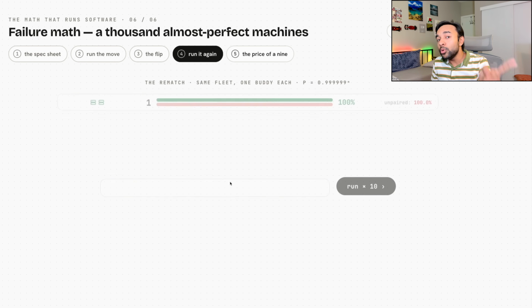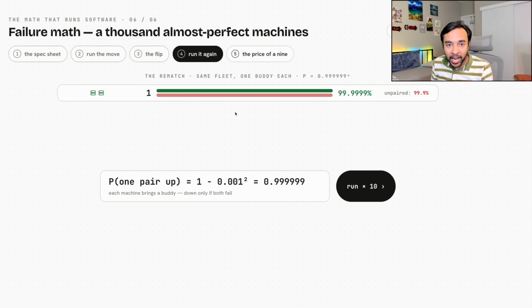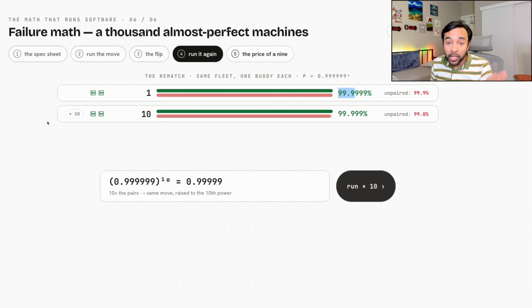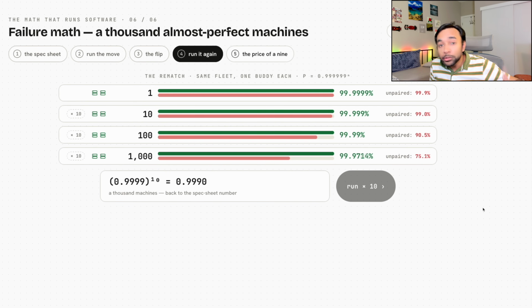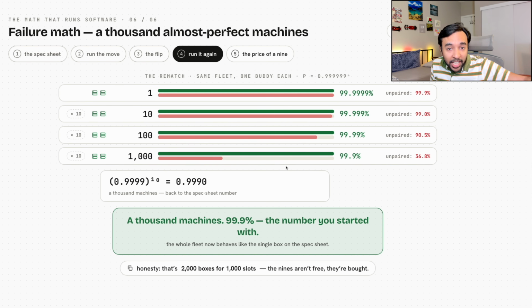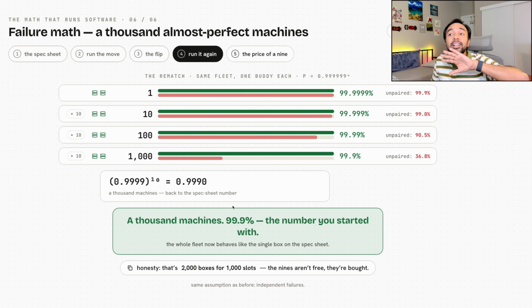Now, let us try to run the same calculation again. When you had single boxes, 99.99% availability, okay. Now, let us say you have 10 boxes. The availability is still fine. Let us say you have 100 boxes now. You apply the same exponential calculation. In your new scenario, you still have 99.9% availability, but in the other scenario, it dropped. Once you have 1,000 servers, in the previous scenario, it dropped to 37%, but now it is still gonna remain 99.99% available. So that is the beauty of replication.